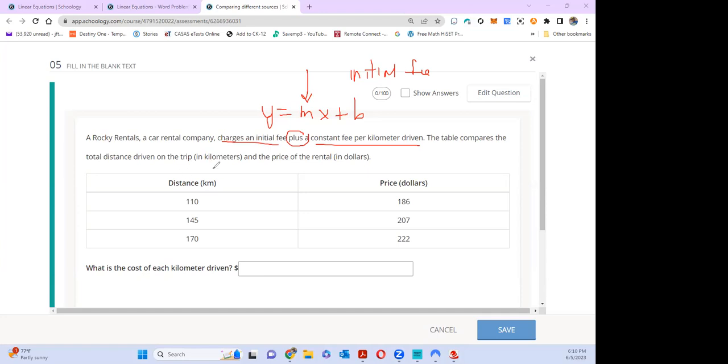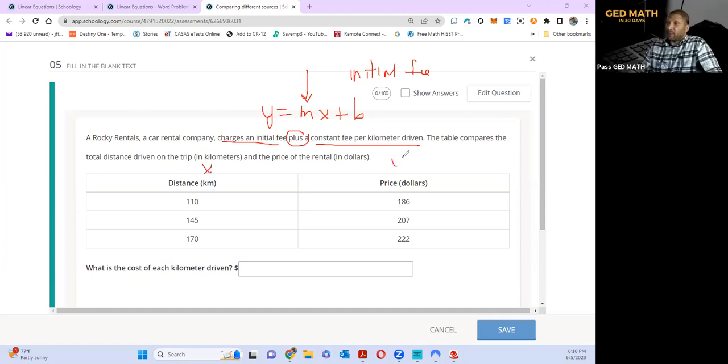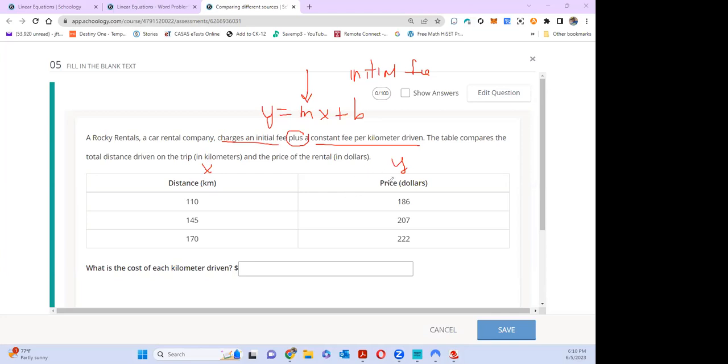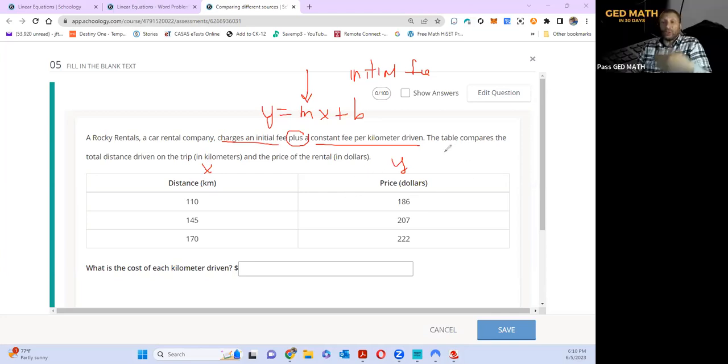For example, if I drove 110 kilometers, it's going to cost $186. And if you drive 145 kilometers, it's going to cost you $207. So these are three points that would be on a graph, but they're given to you as a table. The first thing you have to do is find the slope. In a table, this is your x, the independent variable, and this is your dependent variable. It means I have to drive first in order to get charged.